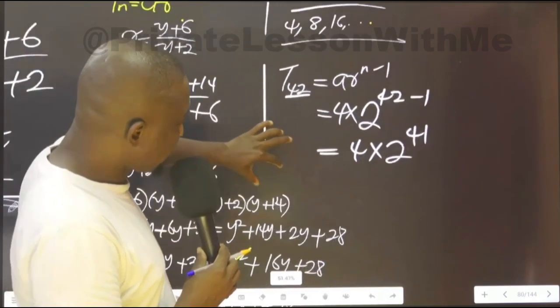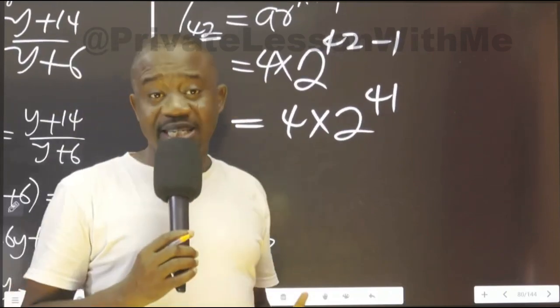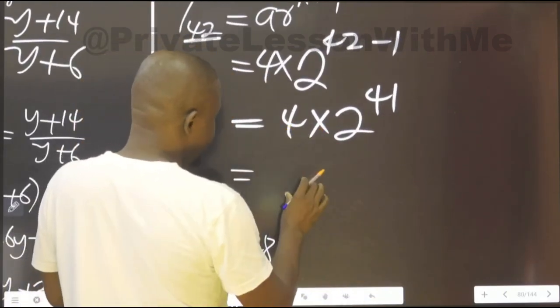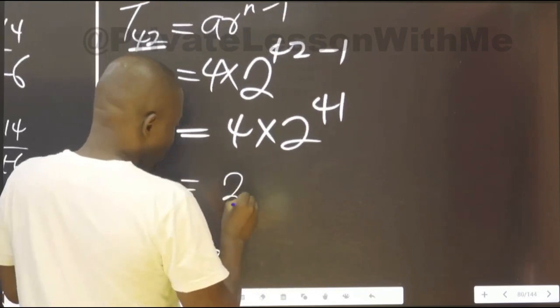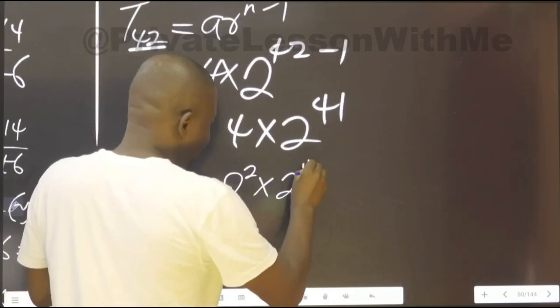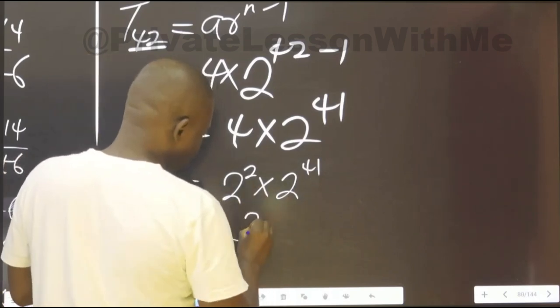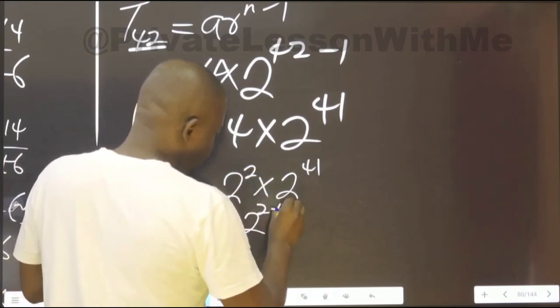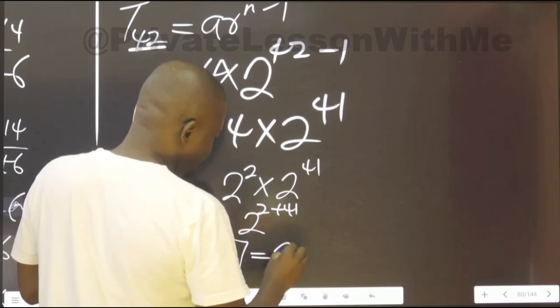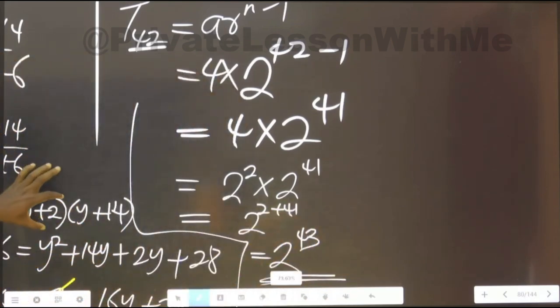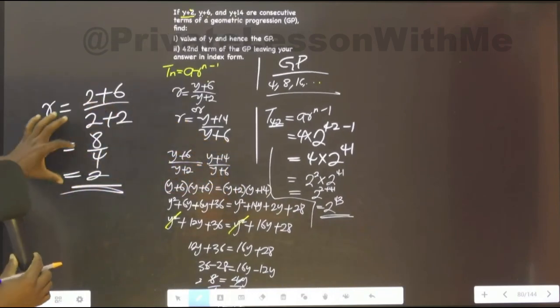Okay, we need to solve this further because we are asked to leave our answer in index format. What is this? This simply means 2 raised to power 2 multiplied by 2 raised to power 41. Because they have the same base, we take 2 plus 41, which is equals to 2 raised to power 43. So this is the answer we are asked to get. Hope this is understood.